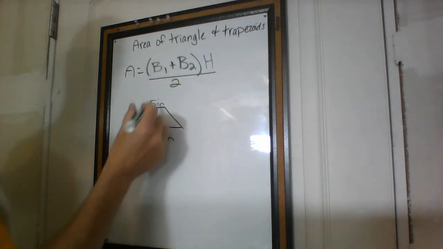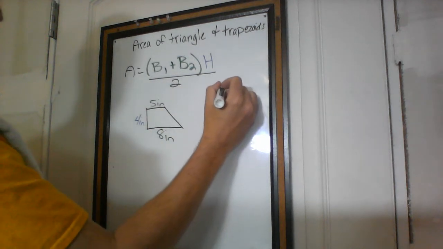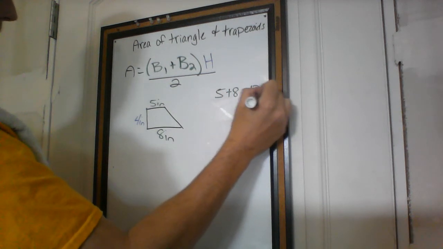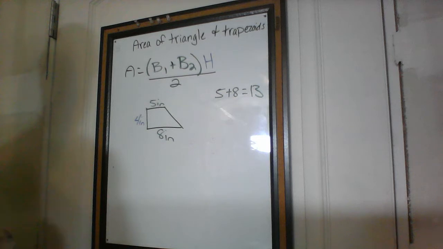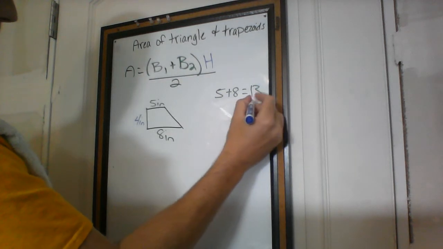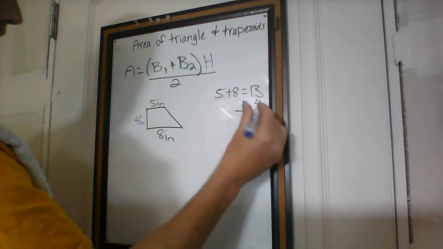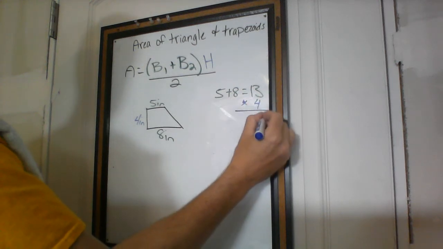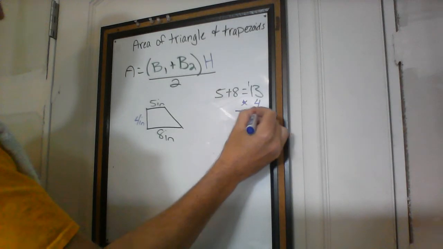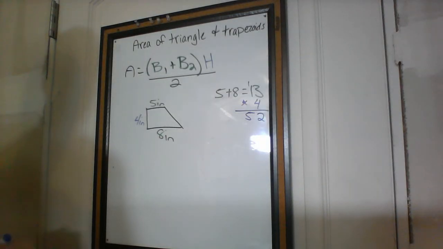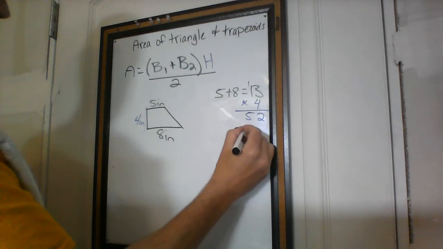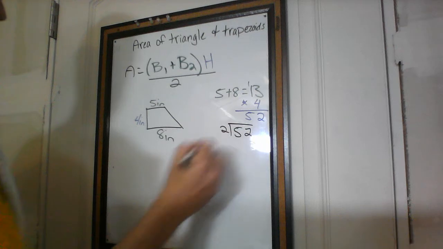We're going to take our bases, we're going to add them together. So we're going to have 5 plus 8 is going to equal 13. Okay, we added our bases. Now we have to multiply by our height, so we're going to multiply by 4. 4 times 3 is 12, carry your 1. 4 times 1 is 4, plus 1 is 5, so 52. Now we need to divide that 52 in half. So we're going to do our 52 divided by 2.